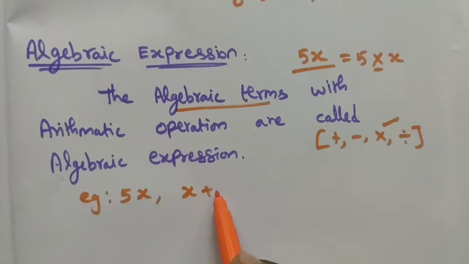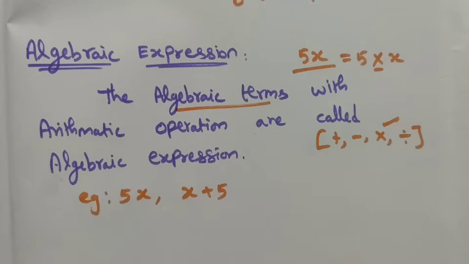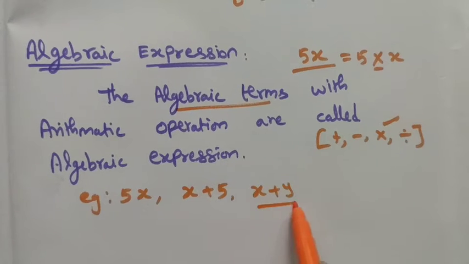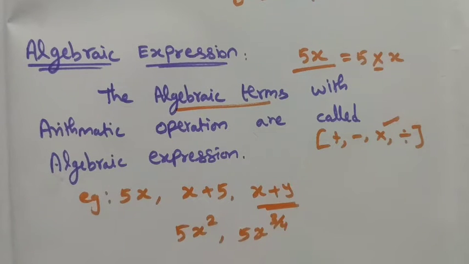and x plus 5 or 5 plus x is also an algebraic expression. x is a variable, the operation is plus, and there is a constant term. It may be a constant or a variable, that is x plus y. This is also an algebraic expression. And then 5x square or 5x power 3 by 4. An algebraic expression accepts all real numbers including the minus. If you take x power minus 2, it is accepted in an algebraic expression, right?